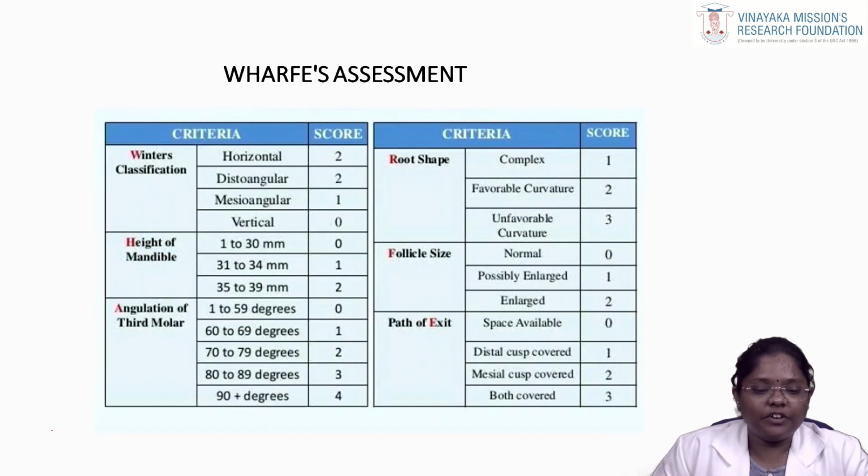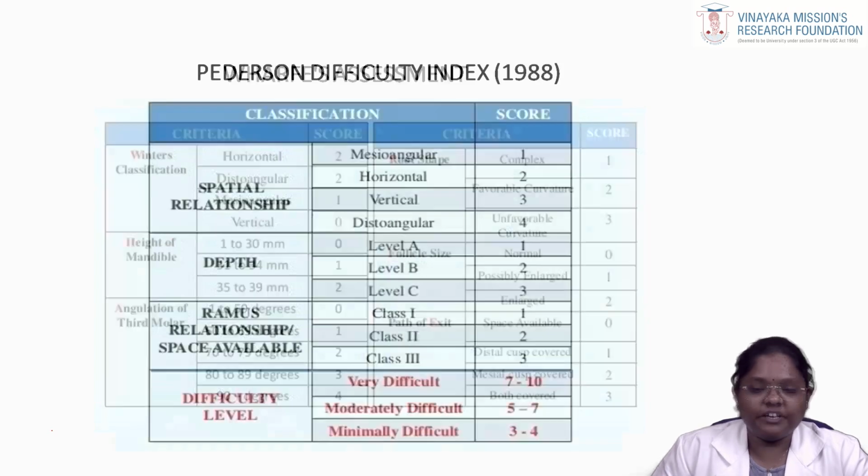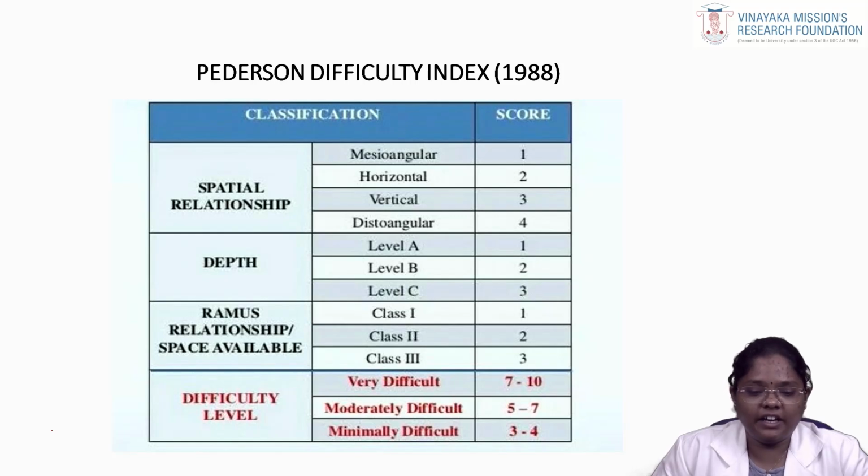Parant's assessment has 6 factors: Winter's classification, height of mandible, angulation of third molar, root shape, follicle size and path of exit. Every category has scores. The more the score, the more difficult will be the impaction. Pederson difficulty index, this was given in 1988. Again, we are considering spatial relationship, depth of impaction and ramus relationship to the third molar. The difficulty level is calculated as: 3 to 4 score will be minimally difficult, 5 to 7 score is moderately difficult and a score of 7 and above is considered to be very difficult.